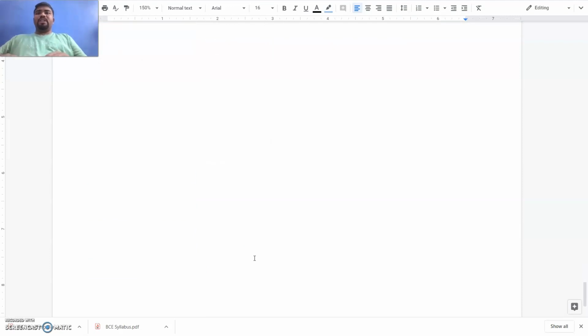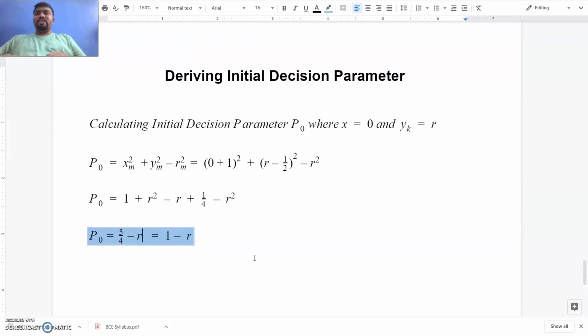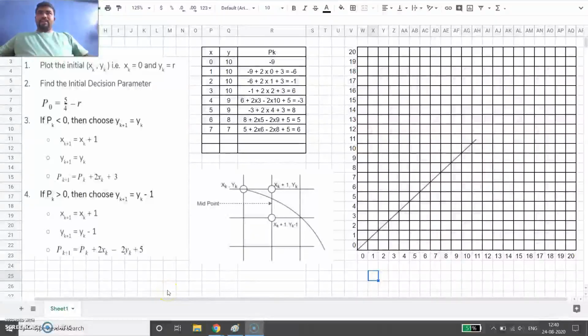So let's proceed and check out how an example works. So let's move on to the example. Here we are. Now we're going to look at the example, and we can see that we have the formulas over here already mentioned. We are going to start with (x_k, y_k), wherein x_k is 0 and y is the radius. We are going to solve it for the first octant, that is octant 1. We know the initial decision parameter, that is P0 is equal to 5/4 minus R, which can also be written as 1 minus R. It's just an approximation.